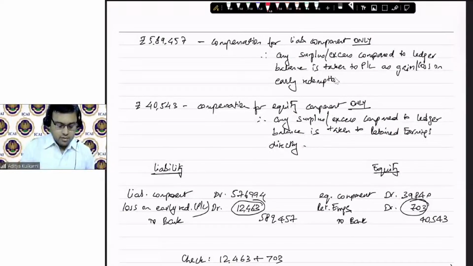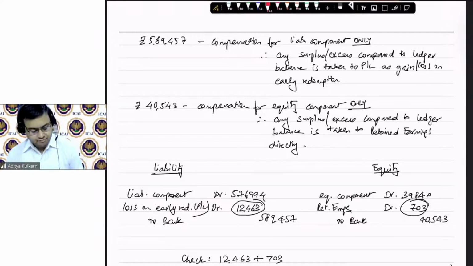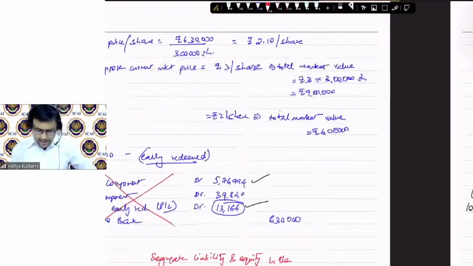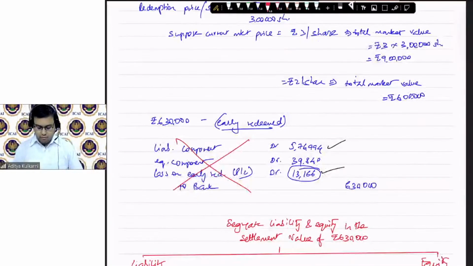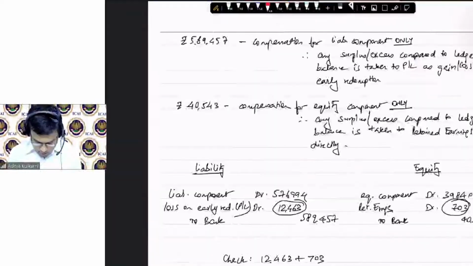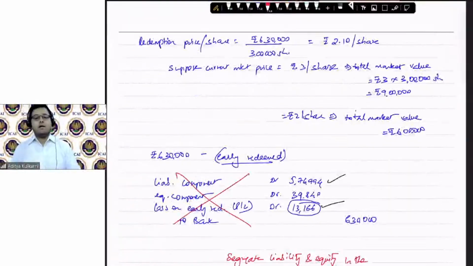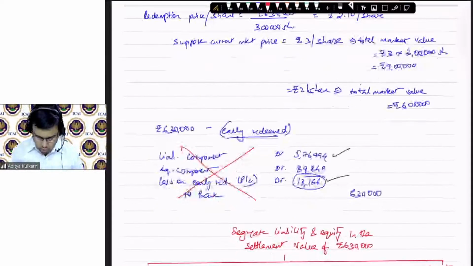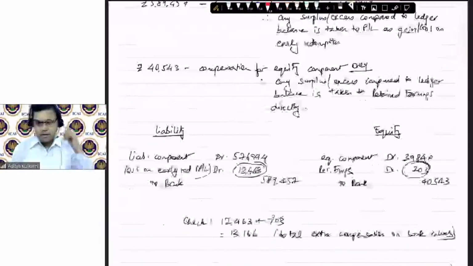Good morning, everyone. So, yet another session on financial instruments. Yesterday we had ended at segregation of liability and equity. We had done one question, particularly when there is an early redemption. Towards the end, we had written the steps.